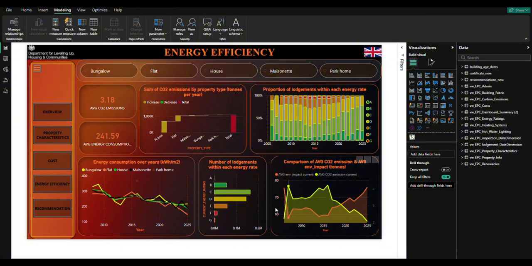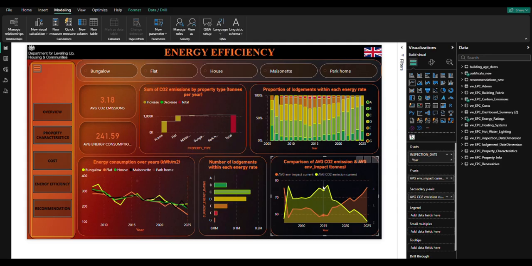The middle chart displays the number of lodgements by energy rating. C-rated properties are the largest group with around 0.2 million certificates, followed by B and D ratings, showing that most properties sit in the mid-range of energy efficiency. Finally, the bottom right chart compares average CO2 emissions with the environmental impact. While the environmental impact score remains relatively stable, CO2 emissions fluctuate at higher levels, highlighting an inverse relationship and the need for continued monitoring and improvements.